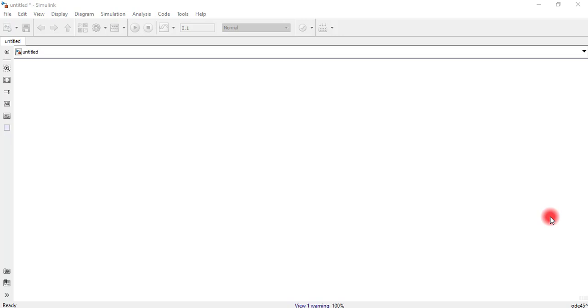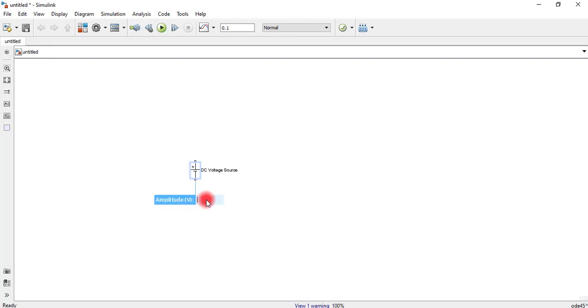We were doing simulations of power electronics, and in the last video we have done buck converter simulation, and in this video we are going to discuss the boost converter in MATLAB Simulink. So first of all, I will bring one DC voltage source. DC voltage source from the power library, and the input voltage is 25 volt. So this is my input voltage.